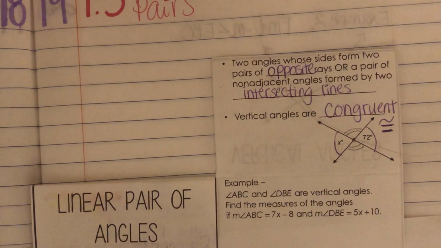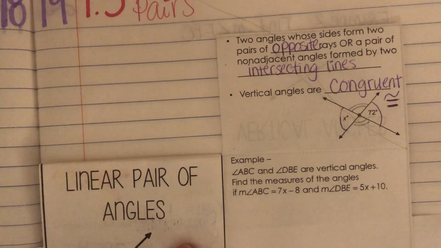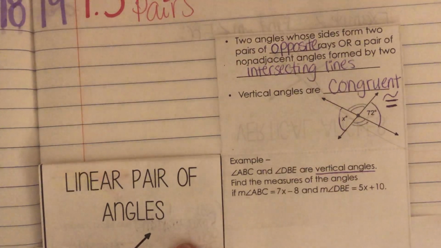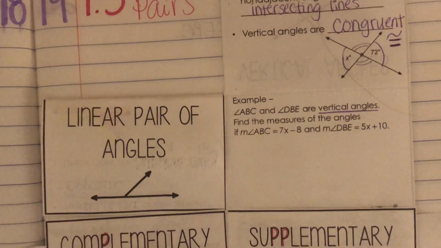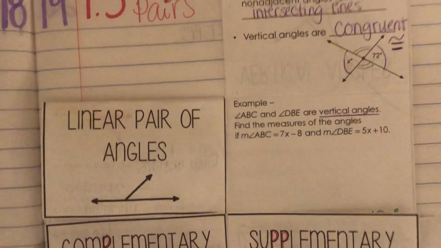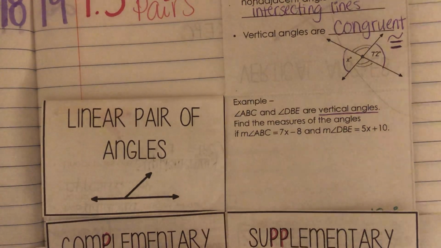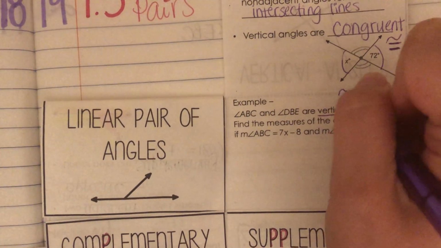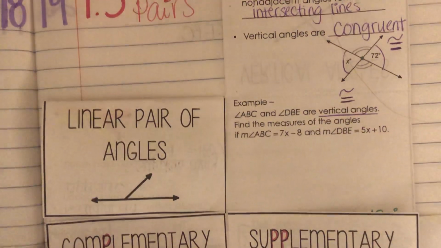Okay, so here we go. Angle ABC and angle DBE are vertical angles. So here's my knowledge. We're going to start using vocabulary. I don't have to tell you they're equal. I'm telling you because you know that by the definition of vertical angles. You know that they are congruent, which means you know that they are equal, okay?